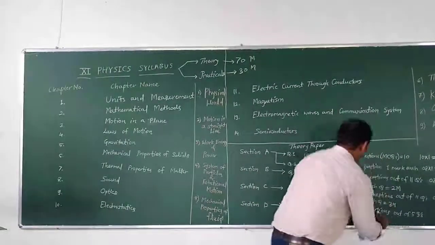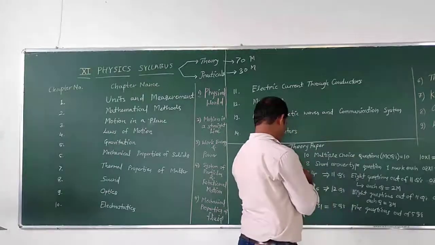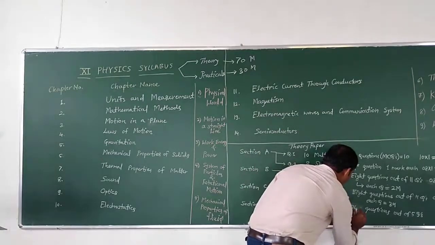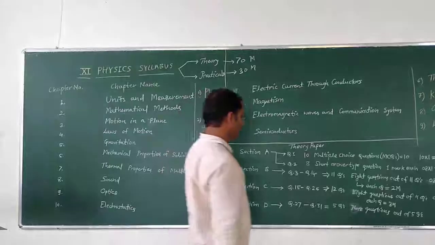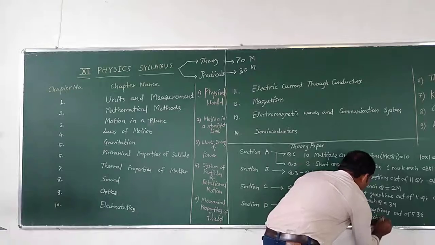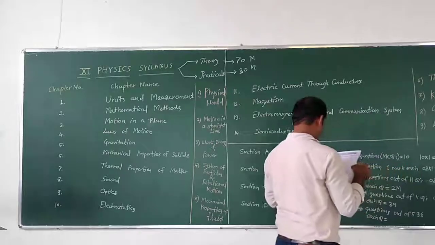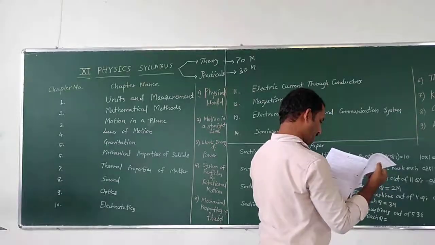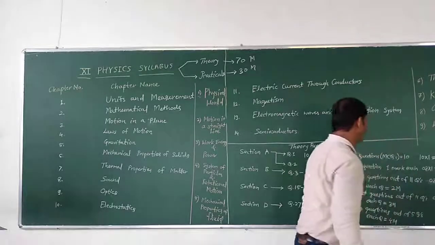How much do we have to write? 3 questions we have to write out of 5 questions. 3 questions out of 5 questions you have to solve. So each question will carry 4 marks.